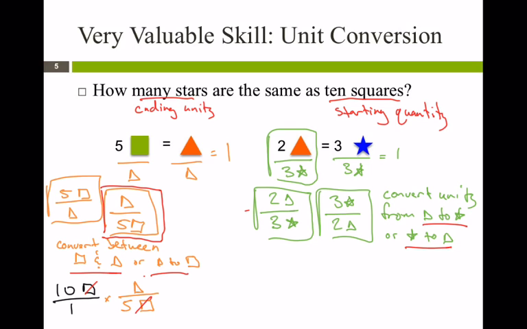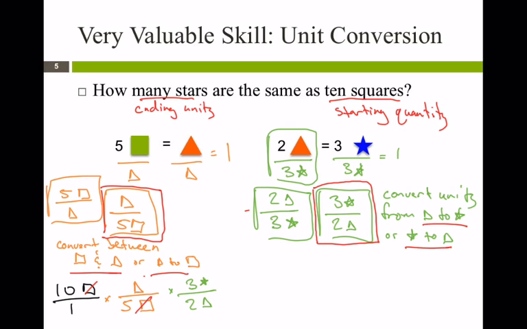So now we've converted squares to triangles, but we need to go from triangles to stars now. If we look at the different options that we have, I think we can see that we would want to cancel out our triangles that are on top, so they need to be on the bottom in our conversion factor. So the one that's in green and red is the one we're going to use.